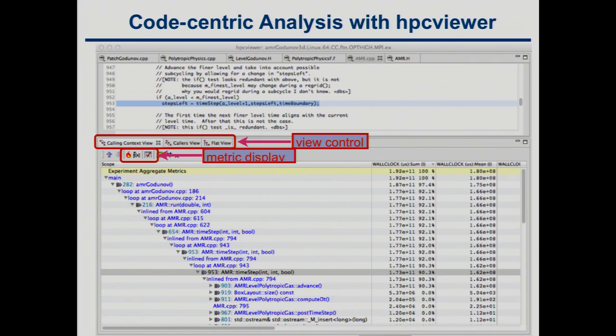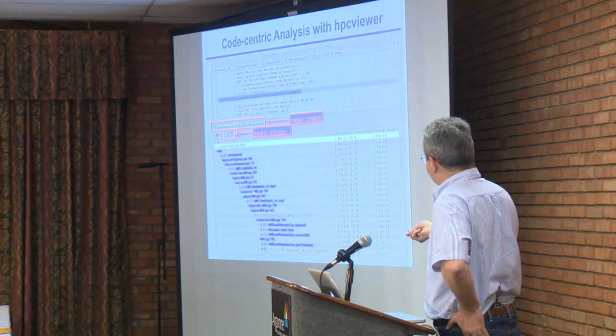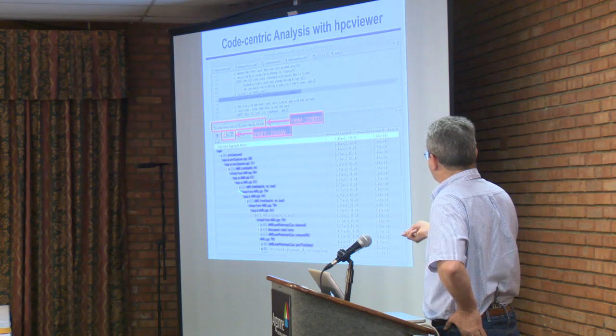There are a couple of controls here. There's this top-down view, which is what we're seeing right now. That's showing you main and all of the things that it called, and how much time was spent in main and how much time was spent in AMR Godunov. Almost all of the performance goes down this particular chain. 90% of the time is spent down this long call chain.